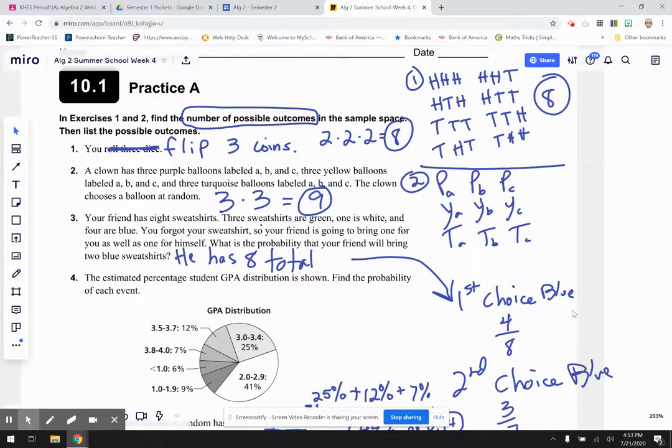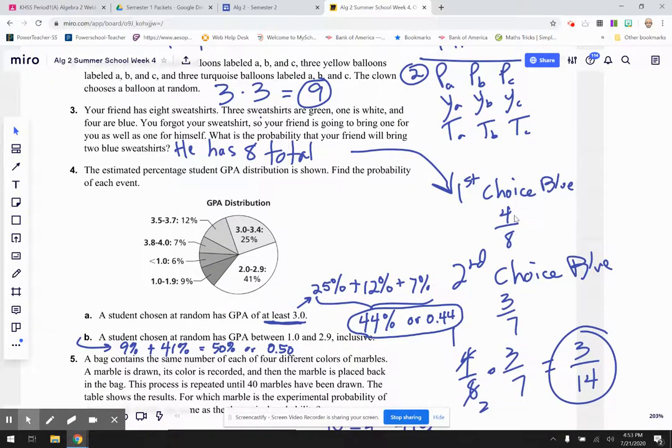Okay, well, the chance that his first choice is blue is 4 out of 8. There's 4 blues, there's 8 total. So 4 out of 8, the chance that the first one is blue. But if he takes out a blue one, now there's only 3 blues left in the drawer. So the second choice, he's only got 3 possible blue ones, and there's only 7 left because he already pulled the one out for the first blue one. So there's 3 left, and there's 7 total.